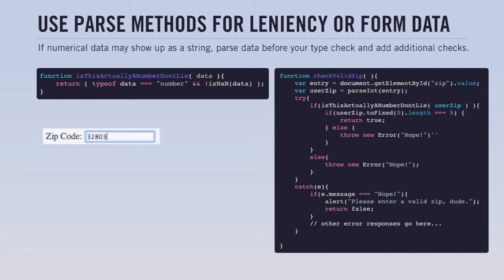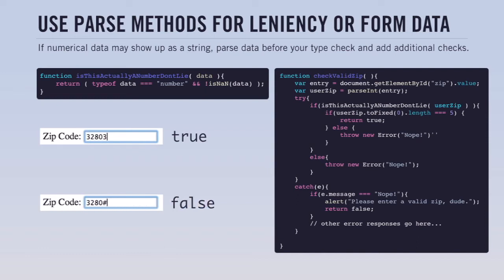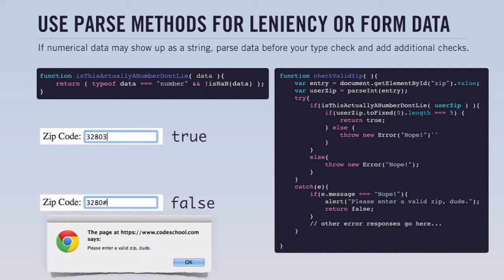So now over here, if we've got a zip code field and we enter 32803, then we get a true value back because we have a length of 5 on our zip code and it's actually a number. But if when we were entering that zip code we hit 3280 and our finger was actually hitting the shift key and we put a symbol down instead of a 3 and entered that, we would get a false back from our checkValidZip because we do not have an actual number going on. Yeah.